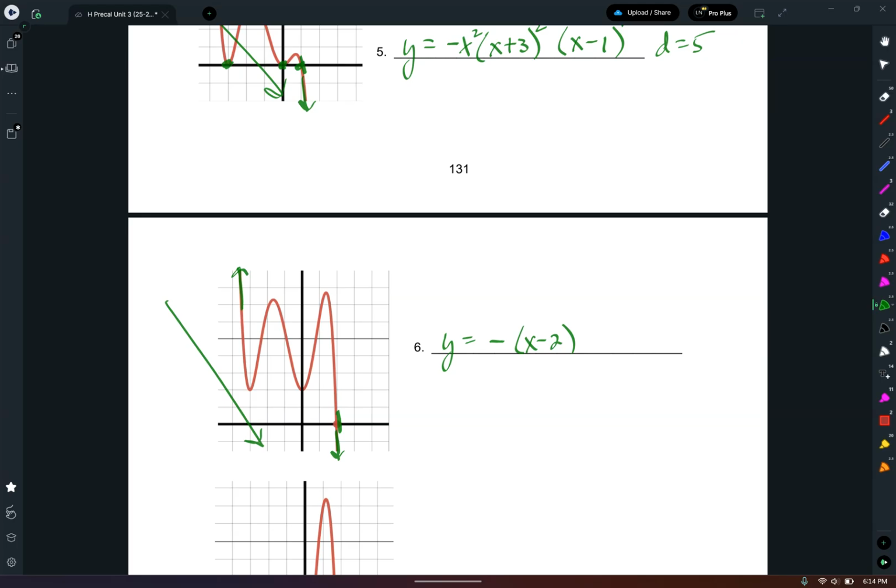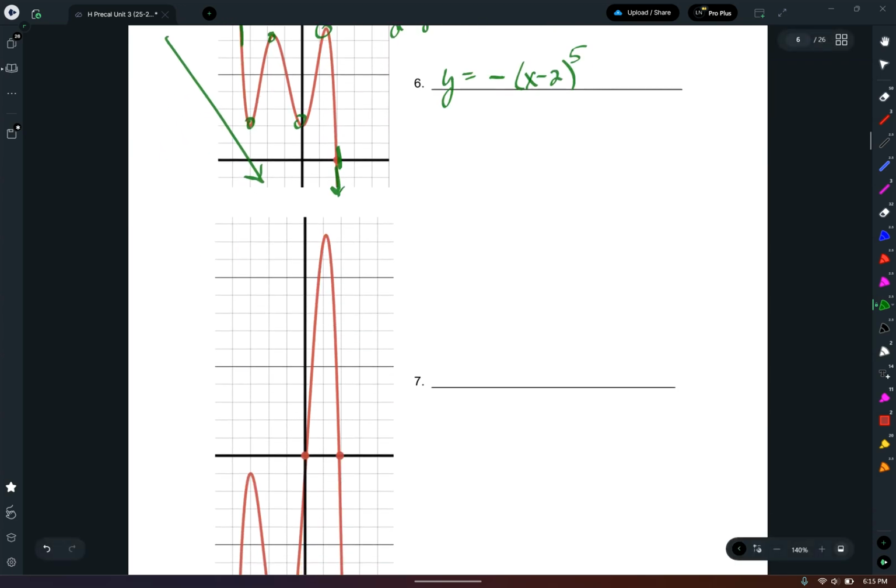That's true. But I can't just leave it x minus 2 to the first. Why? Because I notice there are 1, 2, 3, 4 turns. If there are 4 turns, that means the degree has to be at least 5. Okay, so I could make this be a 5. That would be fine. But it could be a 5 or higher. So it could be a 5, a 7, a 9, whatever.